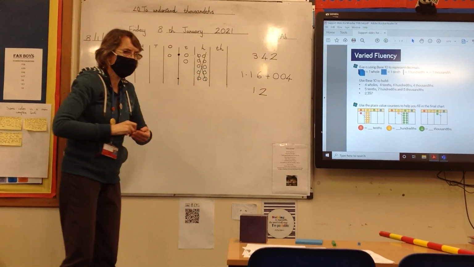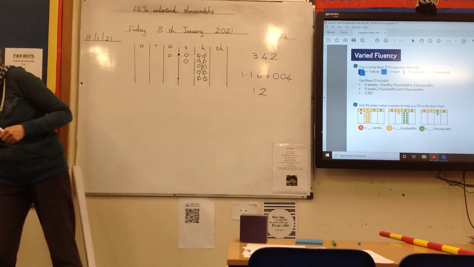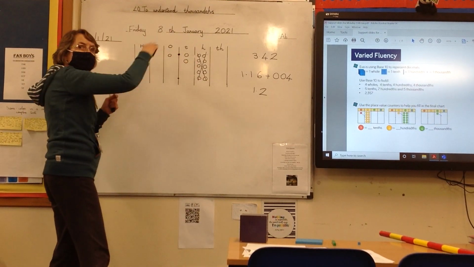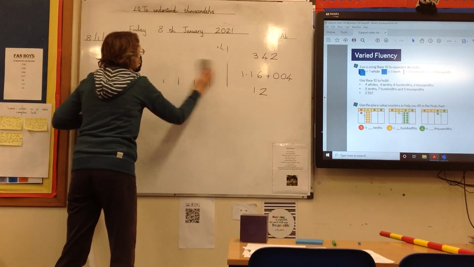Okay. We'll go over that some more another day, but just to remind you about the columns and how we move over the barriers. Okay.